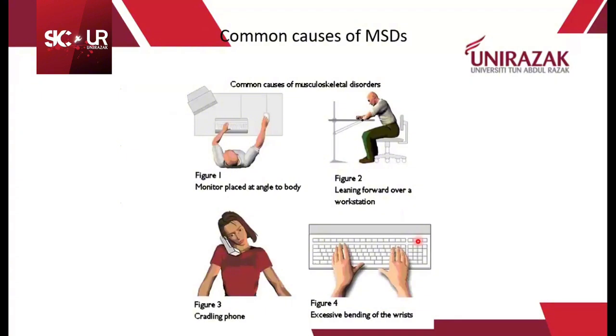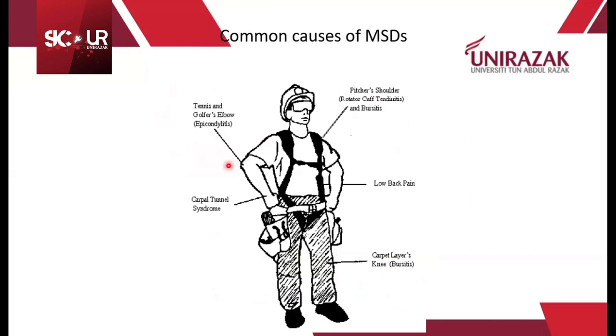So, ini common cause of MSD. Bila leaning forward, so body dia daripada S-curve jadi C-curve. And then, cradling phone, ni mungkin dah tak ada lah kot sebab semua dah pakai handphone kan. Dah pakai earpiece dan sebagainya, dah tak perlu pakai nak cradle phone. And then, excessive bending the wrist, kalau tengok kita punya pergelangan tangan. Ini yang banyak berlaku dulu. Monitor placed at an angle to the body. So, ini yang menyebabkan body head twisted lah. So, sepatutnya kena elakkan.